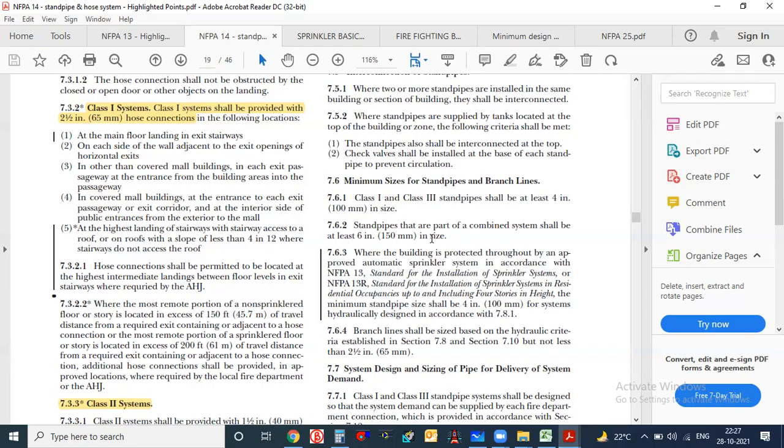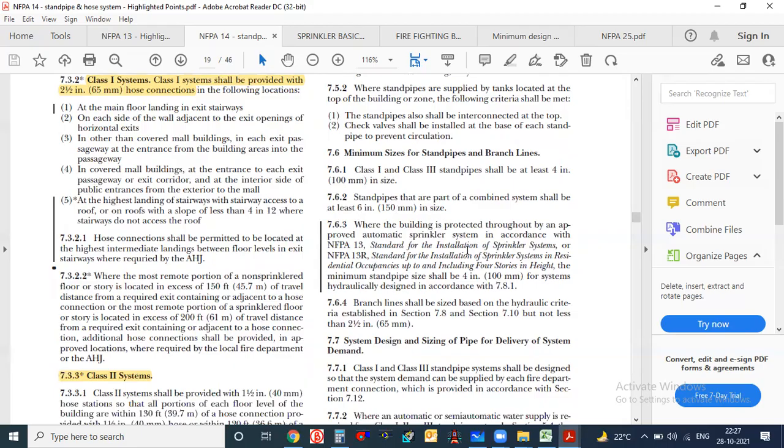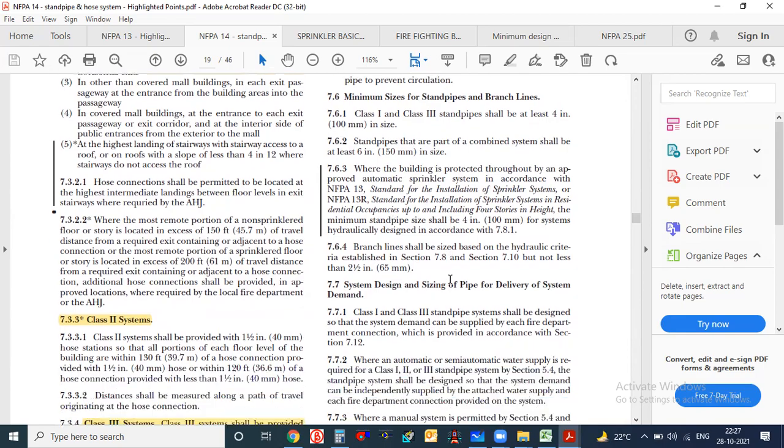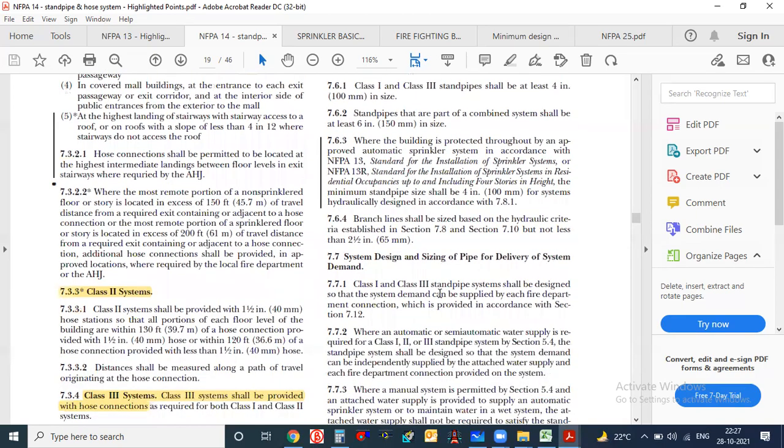This is the header pipe. Okay, they are talking about the header pipe. And here they have given something where the building is protected throughout in accordance with the standard for installation. The minimum header standpipe shall be 4 inches for the system. Okay, leave these points.